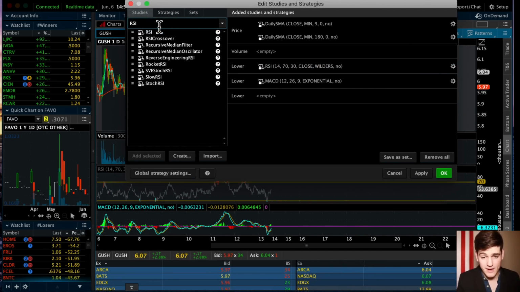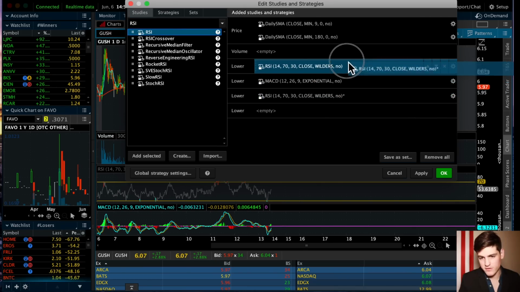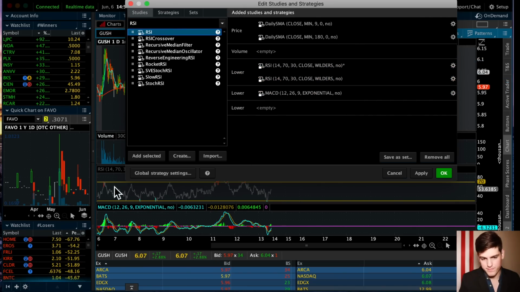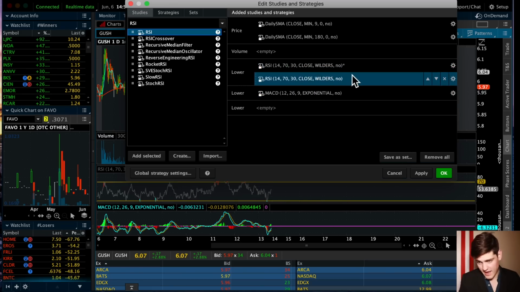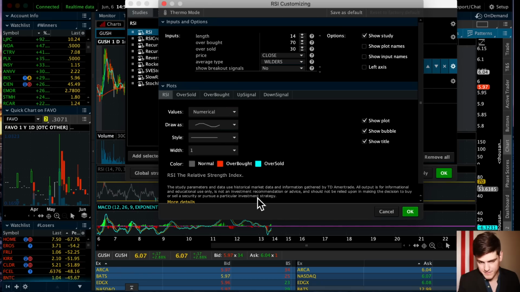And then the RSI is the same thing. The RSI is actually a lot easier. You just have to push RSI, and I just have it set to default. Then you just drag it to the lower, which is this bar over here. And then that'll add your RSI. But because I already have it, no need to do that. And I don't think I have it configured to anything specifically.